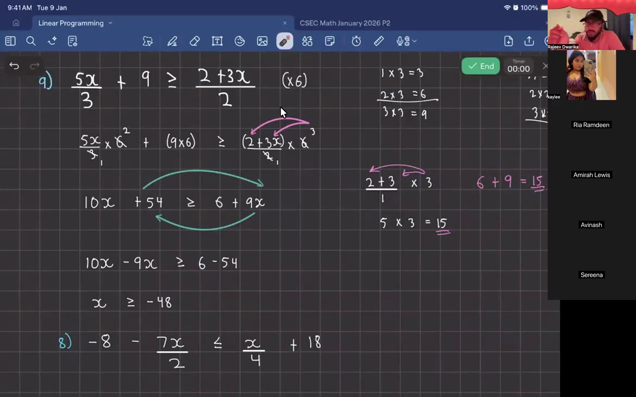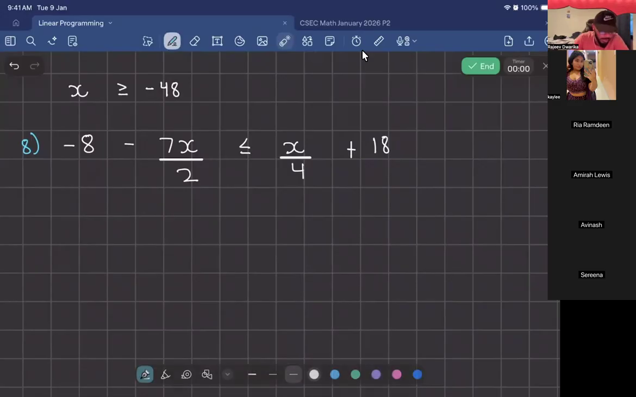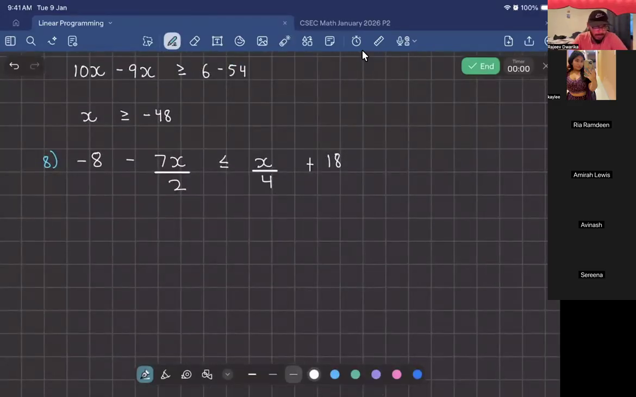So here, Amira, you'll do the question, okay? In this question, can we identify that there's fractions? Yes. Right. So anytime you see multiple fractions, multiply by the lowest common multiple to get rid of those fractions. So what's the lowest common multiple here? 4. Okay, it seems like you kind of understand what a multiple is.